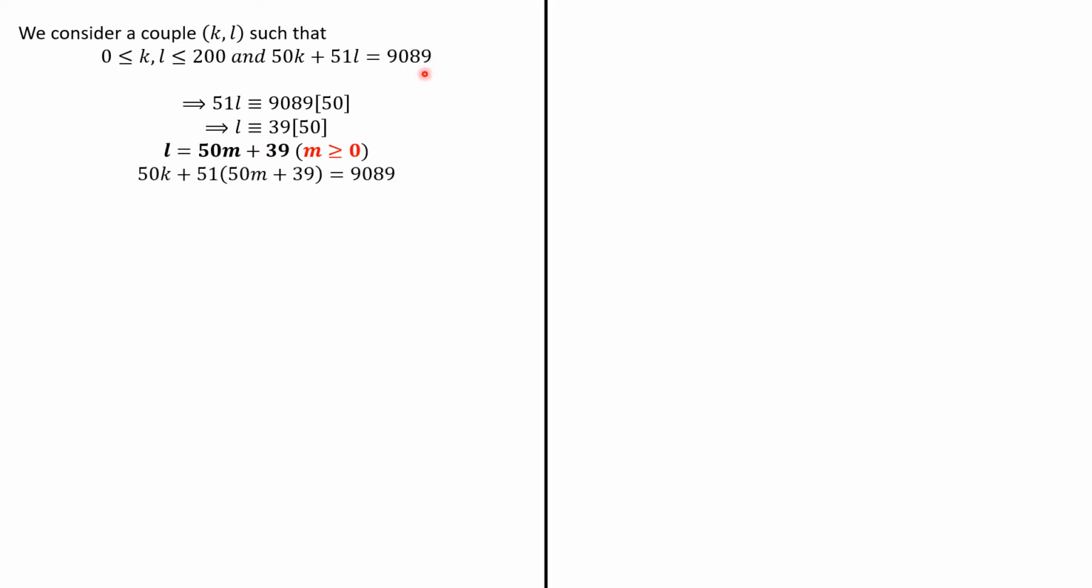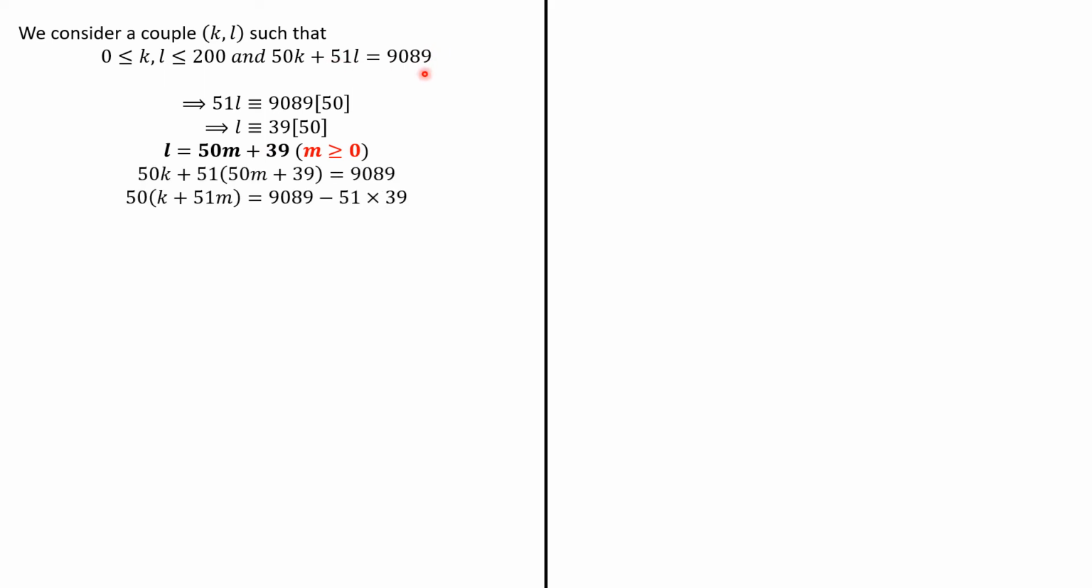Now let's pick a couple k, l between 0 and 200 such that 50k plus 51l equals 9089. We're going to use congruences. It means that 51l is congruent to this number modulo 50. But 51 is congruent to 1 modulo 50, so this turns out to be l congruent to 39 modulo 50. So we write l as 50m plus 39 for a nonnegative integer m. Next, we replace into the original equation to have this.